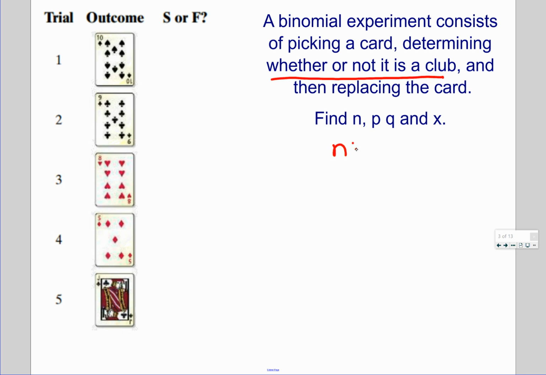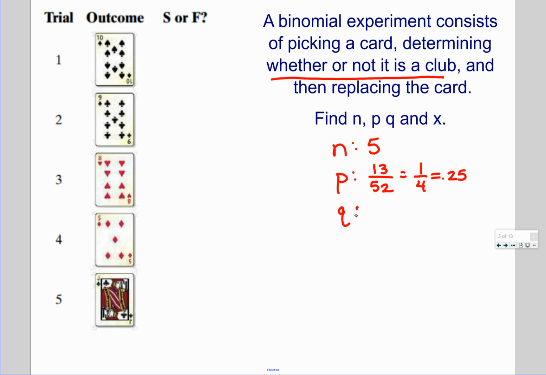So let's start with N. N is the number of trials. Using the information on the left there, how many trials do we have? 5 trials. P is our probability of success. So let's say you have a deck of 52 cards and you are trying to draw a club. What is your probability of success? 13 out of 52, and then we usually are going to see these written as decimals, and actually that one's just 1/4, so 0.25.